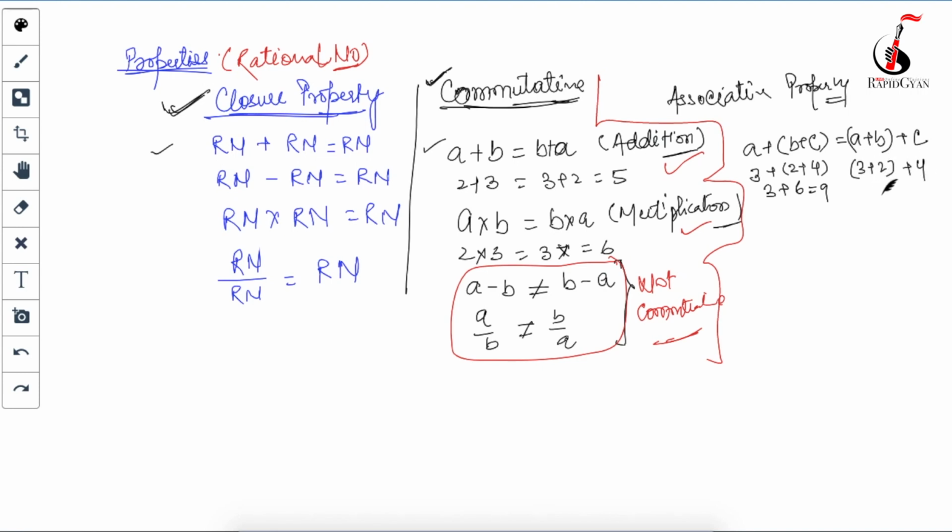So 3 plus 2, beta, 5, 5 plus 4, which is equal to 9. Correct? So addition of three rational numbers shows the associative property, and at the same time multiplication also, same thing, but I will go with the multiplication also. Like a times b times c, where you will have to multiply b and c first and then multiply with a, will be equal to a times b multiplied by c. You can always check with any example. Okay, if you guys have any doubt, post that in the comment.